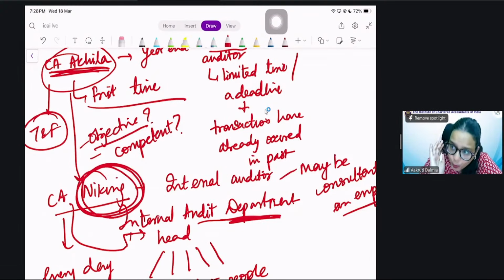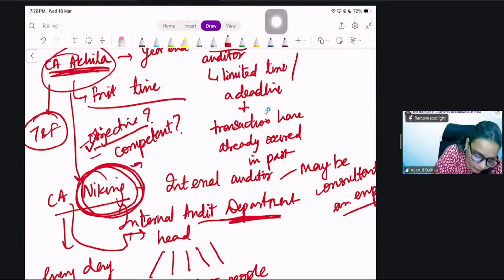Would you want to use the report of such a person? Would you want to rely on the report of such a person? Will you want to rely on the work of such a person if they lack this competence? No. And the third, you come to know Nikunj is objective.